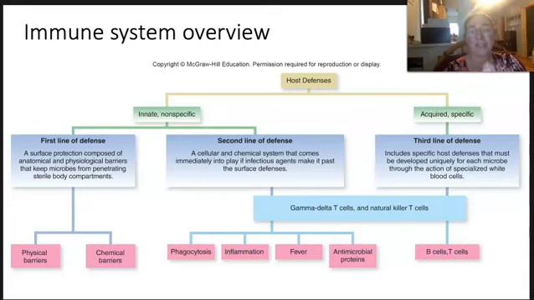So really there's actually sort of three parts of the immune system, three lines of defense. The immune system is the body system that's charged with defending the body from invaders, both physical and biological. So the innate immune system is called innate because it's the immune system that we are born with.